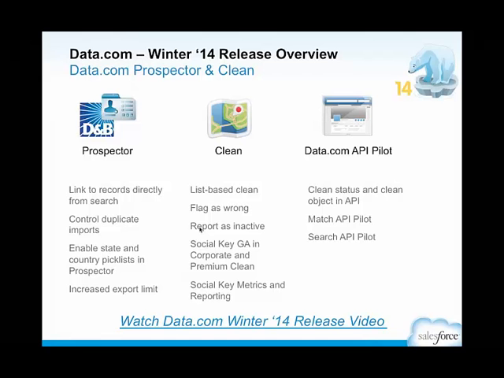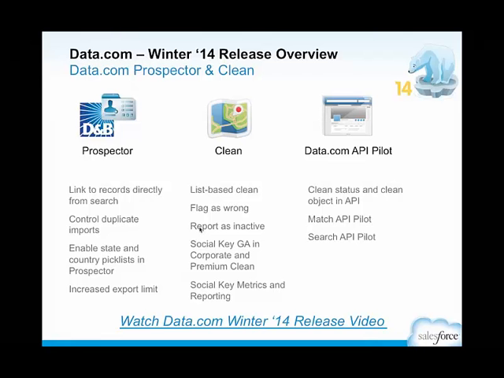So now if you were to create a search using Data.com and stumble across a record that you already have in Salesforce, you can go directly to that record, and I'll dive a little bit more into that. We also have expanded our definition of what duplicates mean, along with enabled some state and country pick lists, and increased your export limit, which previously was a limit of 50,000 records at one time. So we've now doubled that to 100,000 records that you can download at one time.